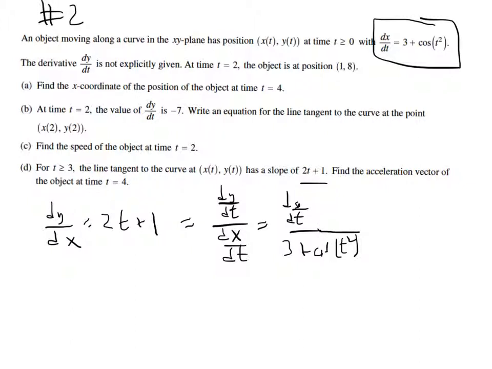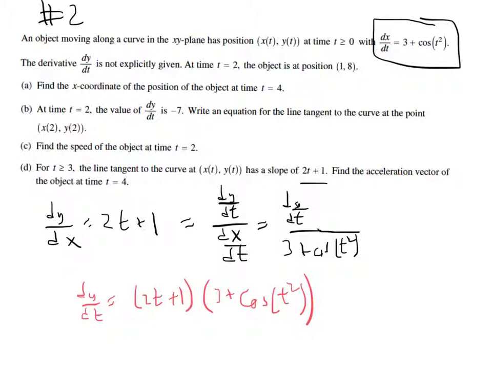So therefore, with a little multiplication, since this is equal to this, then dy dt is equal to 2t plus 1 times 3 plus the cosine of t squared. So there it is. There is the first part they asked. They asked for the... what did they ask for?